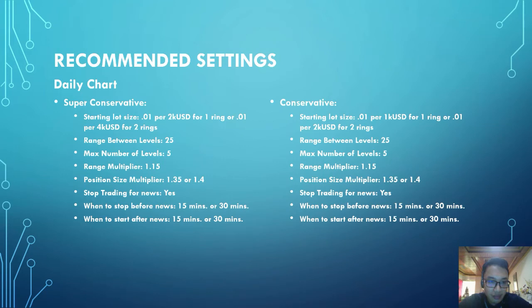The max number of levels, we are limiting it to 5 because there are sometimes that we are asleep and the market spikes so fast that we can't control the orders of the robot, and we don't want the bot to place a lot of orders in between, especially when the market spikes. So we set it to 5.